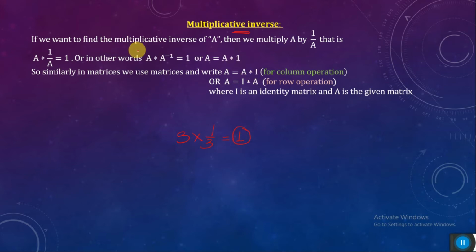So here also, if you want to find the multiplicative inverse of a, then we need to multiply a by 1 by a. That is, we write a multiplied by 1 by a, that will give you the identity element 1. Or in other words, we can write a to the power minus 1 equals to 1. But the same thing can be written like this: from here a goes here, see, a into 1, this a goes here. Clear? So we can write like this for numbers.